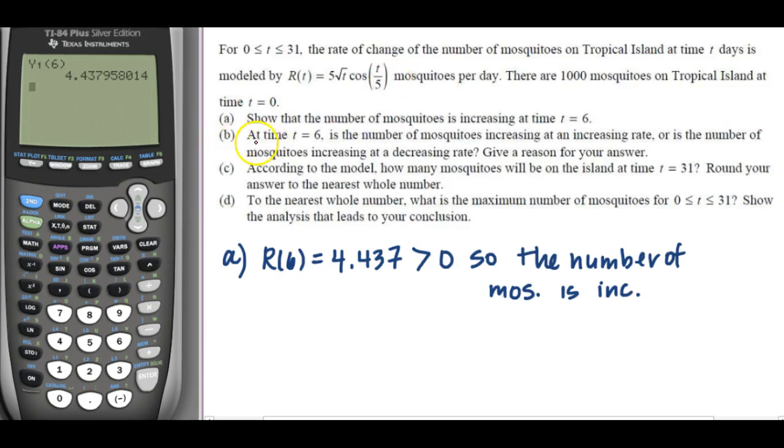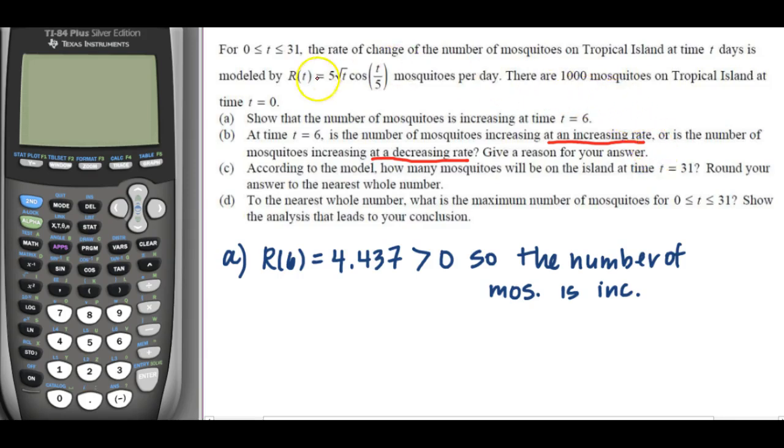All right, part B. At time t equals 6, is the number of mosquitoes increasing at an increasing rate, or is the number of mosquitoes increasing at a decreasing rate? Give a reason for your answer. So part B really pushes whether or not you understand, again, the concept of rates.